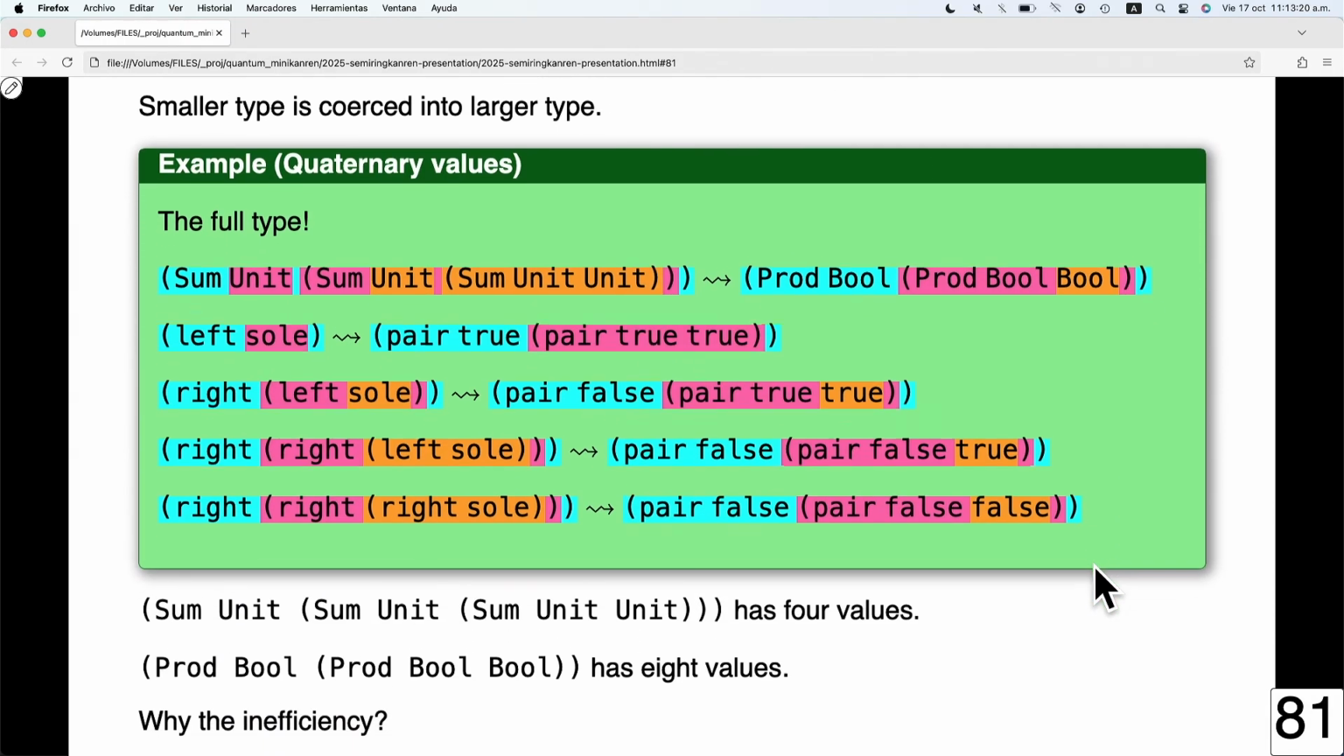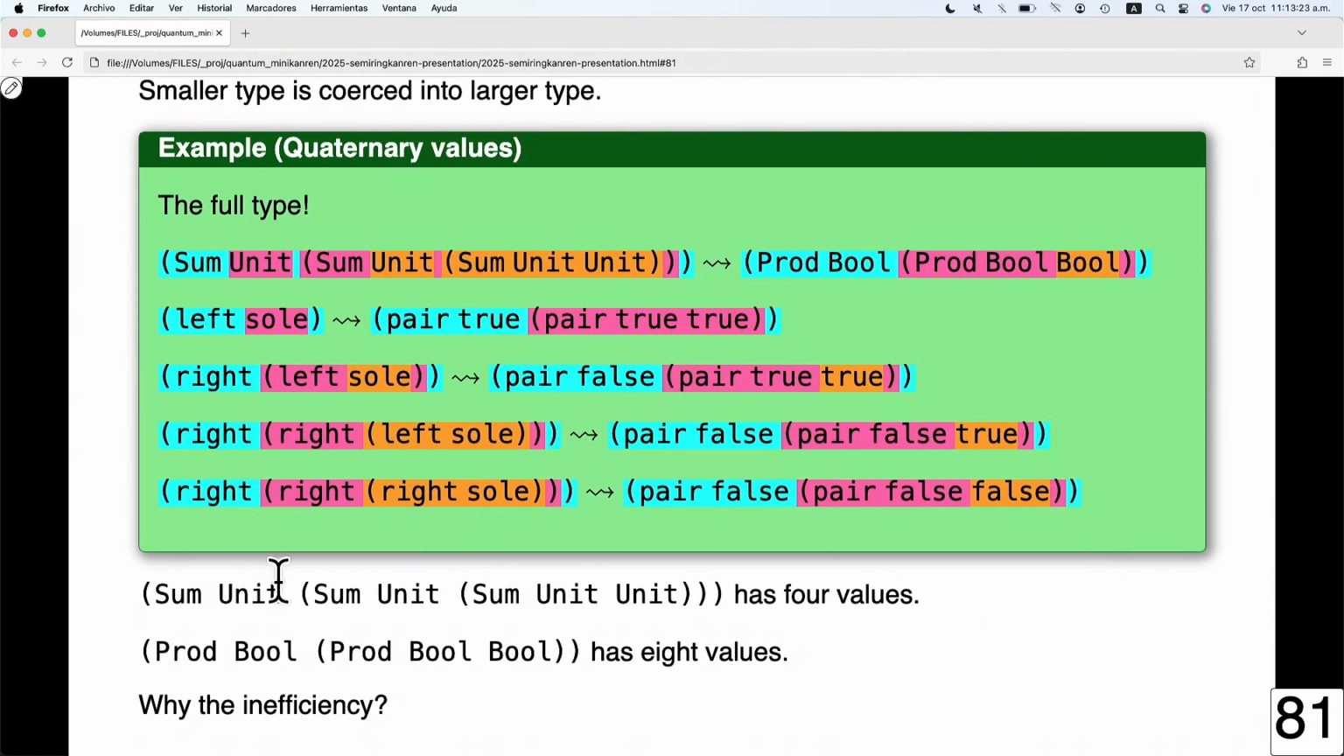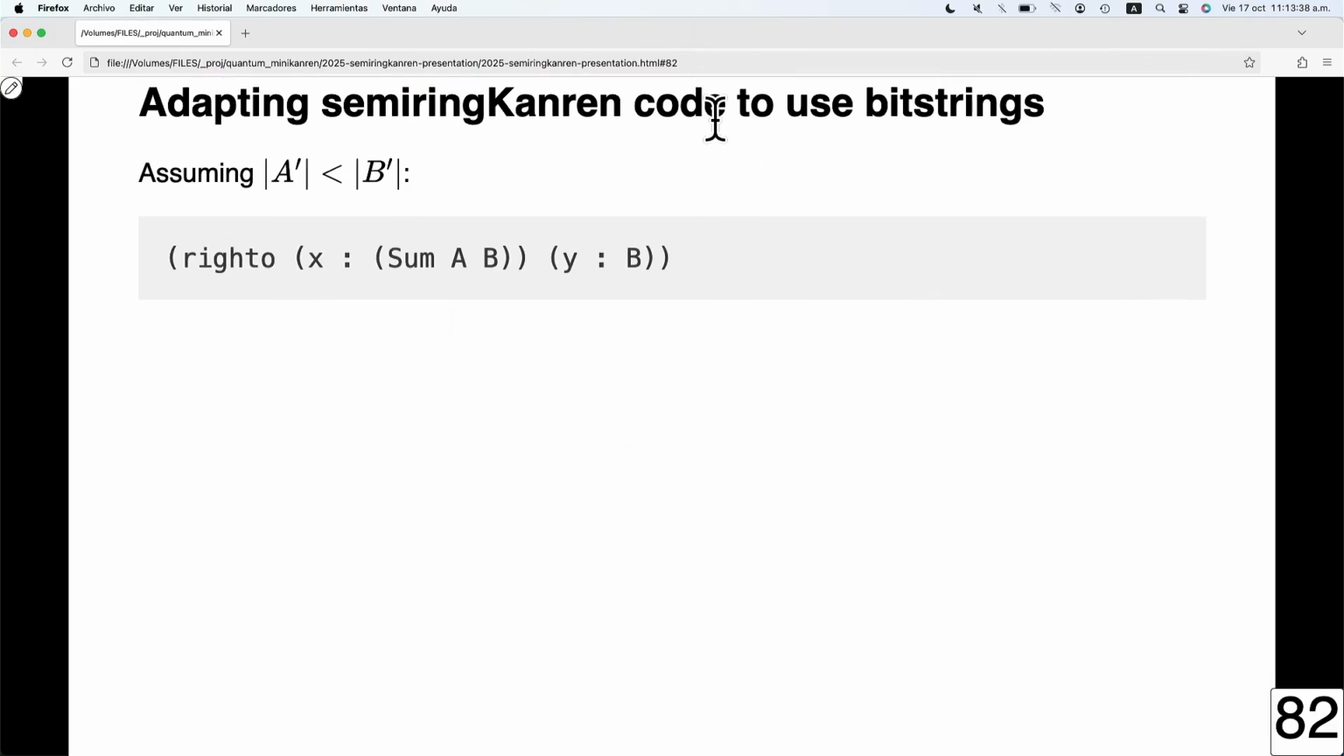So sum unit, sum unit, sum unit unit, the type we compiled has 4 values, but this product of 3 Booleans has 8 values, so we're not completely using the space efficiently. You could imagine just compiling it to 2 bools, which also has 4 values. But using this approach makes it a lot easier to adapt the semiringKanren code itself to use these compiled types.